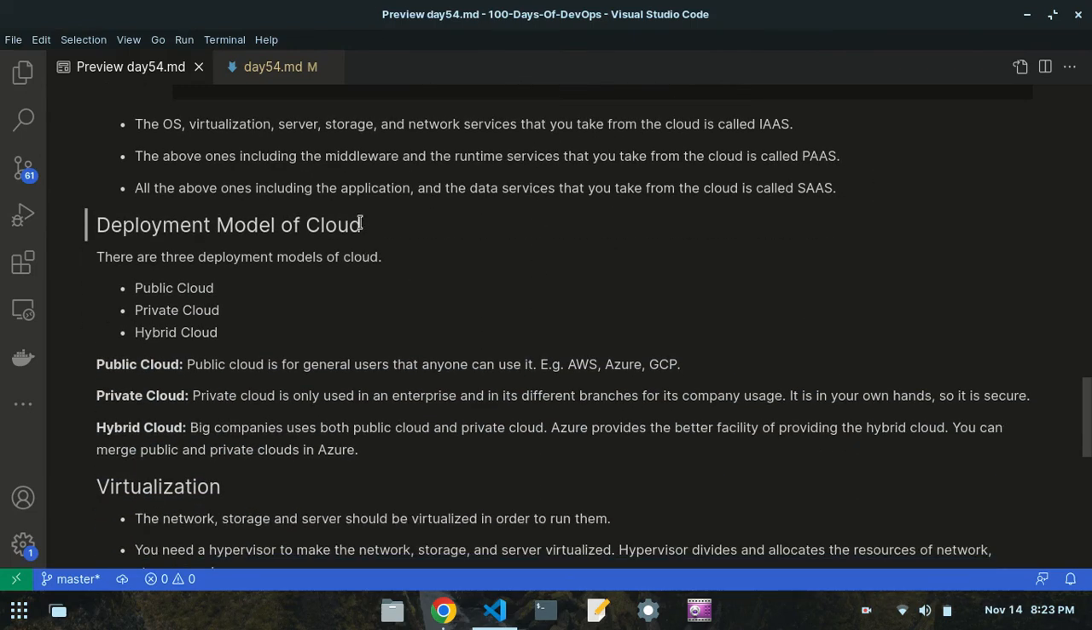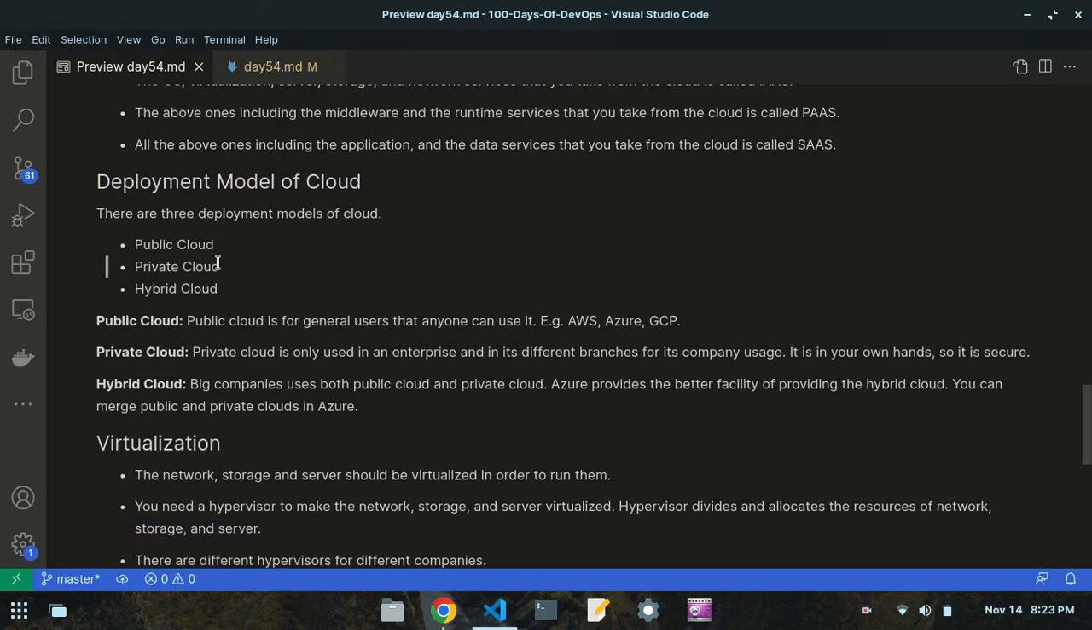So after that, let's take a look at the deployment models of cloud. There are three deployment models of clouds. The first one is the public cloud, the second one is the private cloud, and the third one is the hybrid cloud. Alright, so now let's take a look at the public cloud.